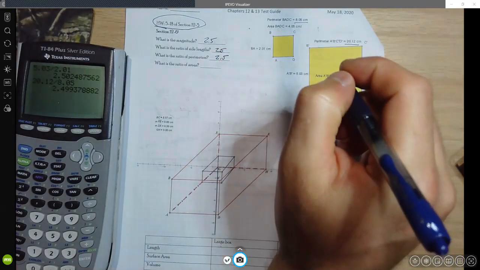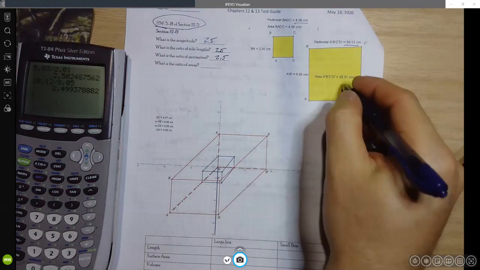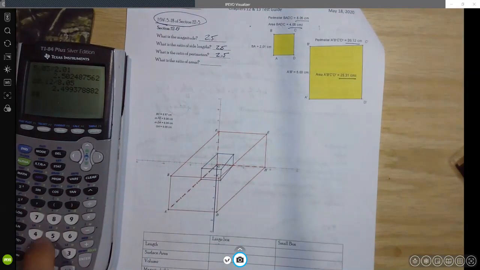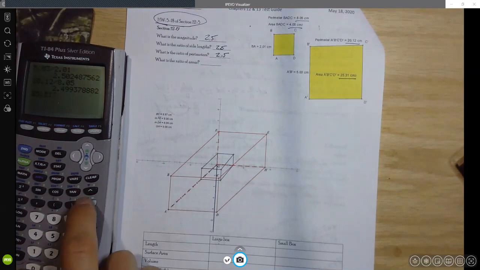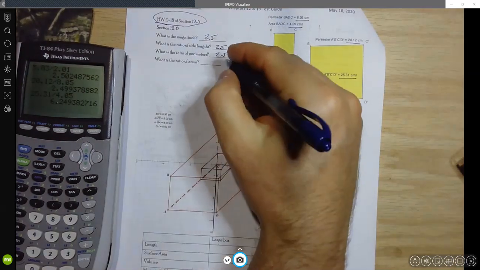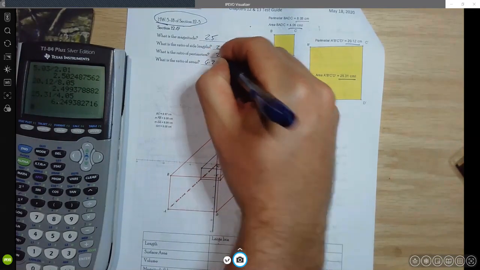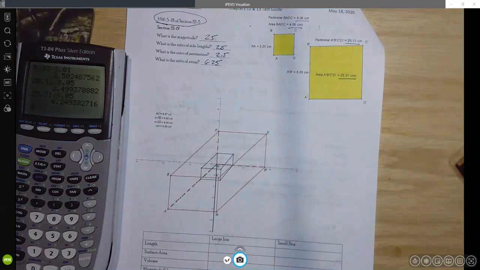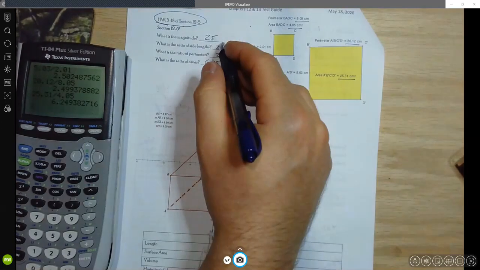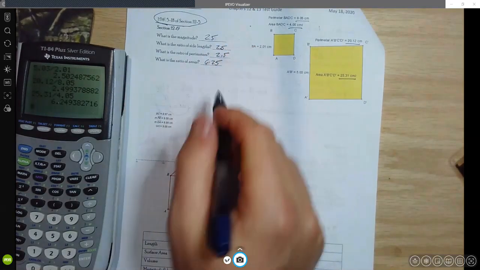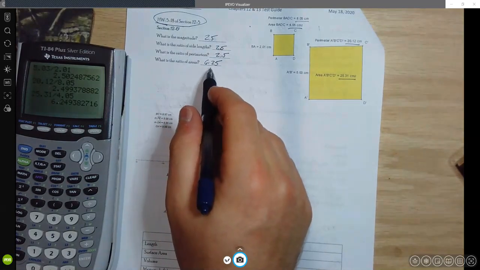Now, what is the ratio of the areas? So here's area. So 25.31 divided by 4.05, we get 6.249, so 6.25. So what you should be thinking is, why is the ratio of these 2.5, whereas this ratio is 6.25?